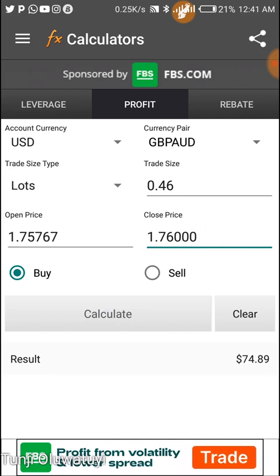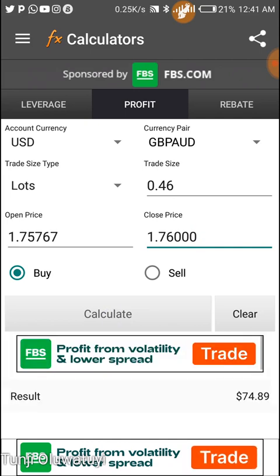Then if you click calculate, the result is $74.89. It means that on that particular trade, you are looking forward to get 74.89 when you are risking $25. Your profit is going to be 74.89.